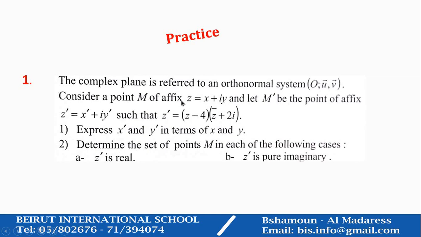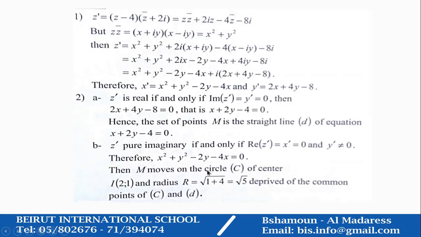Consider the point M of affix z equal x plus iy, and M prime of affix z prime equal x prime plus iy prime, such that there is a relation between z prime, z and the conjugate of z. First, express x prime and y prime in terms of x and y. Determine the set of points M in case z prime is real or z prime is pure imaginary.